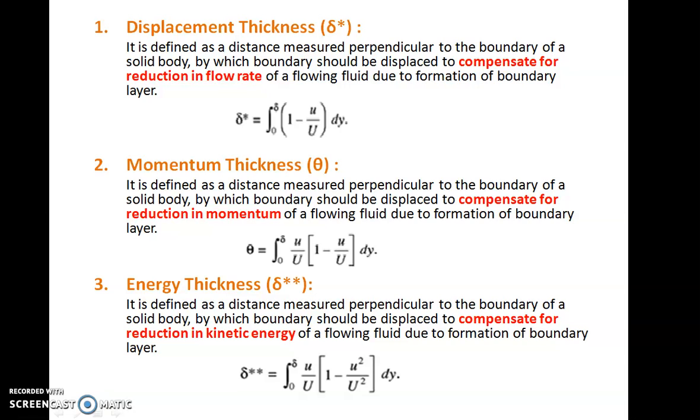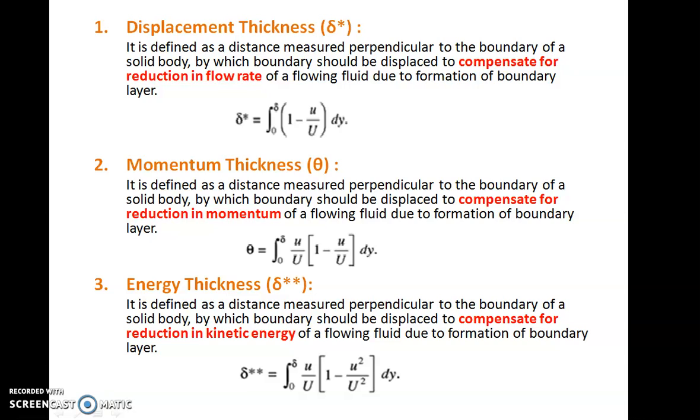We have not taken it in detail, but let us only see the formula to calculate the displacement thickness. It is generally denoted by delta star, and it is calculated by the integration of 1 minus small u by capital U into dy from 0 to delta. This formula you have to remember because it is required in the numericals also.